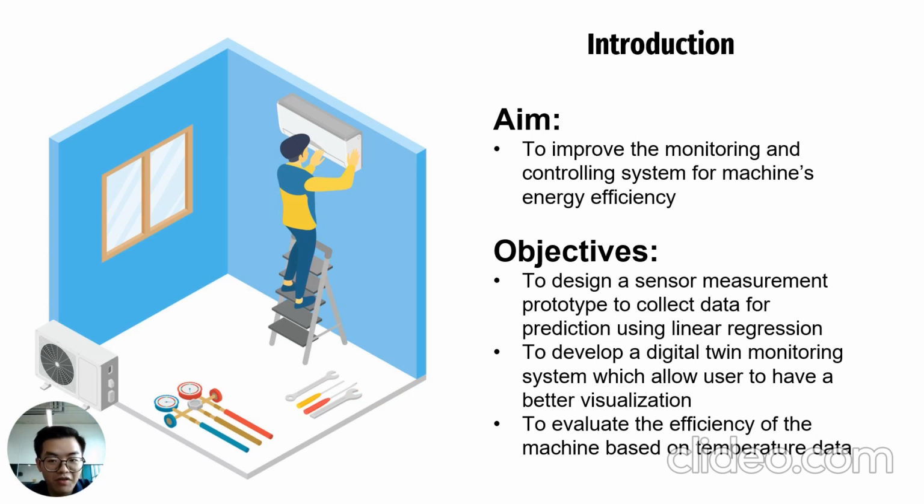Our aim and objectives of this project are shown as below. The aim is to improve the monitoring and controlling system for machines' energy efficiency. There are three objectives. The first one is to design a sensor measurement prototype to collect data for prediction using linear regressions, and to develop a digital twin model, which is the monitoring system which allows users to have a better visualization. And the last one is to evaluate the efficiency of the machine based on temperature data.